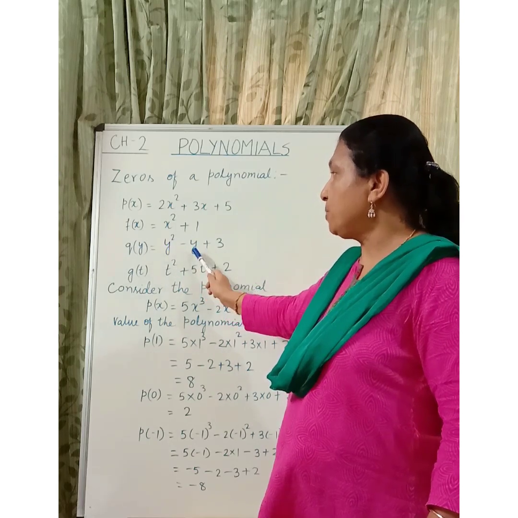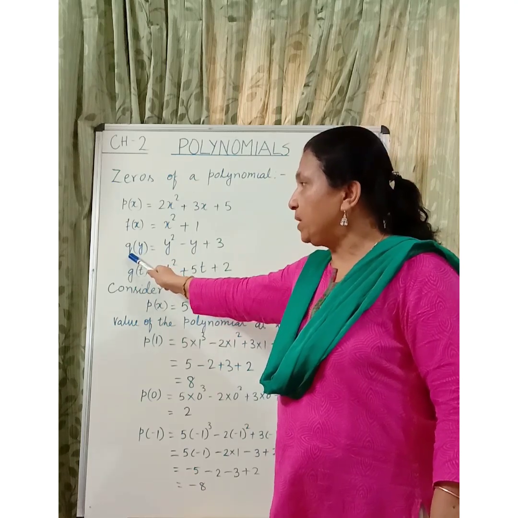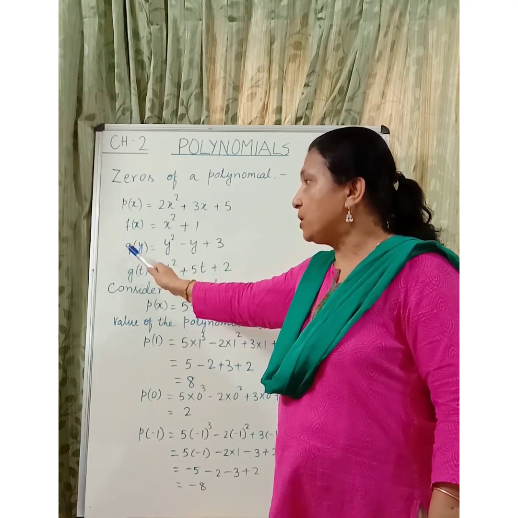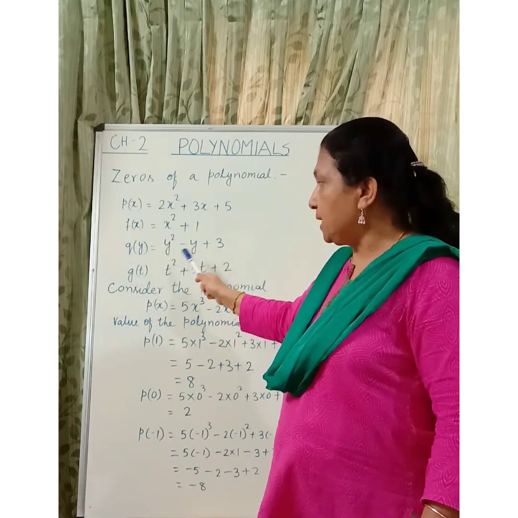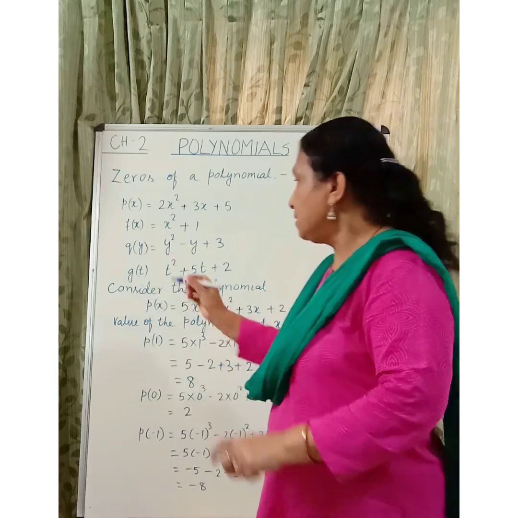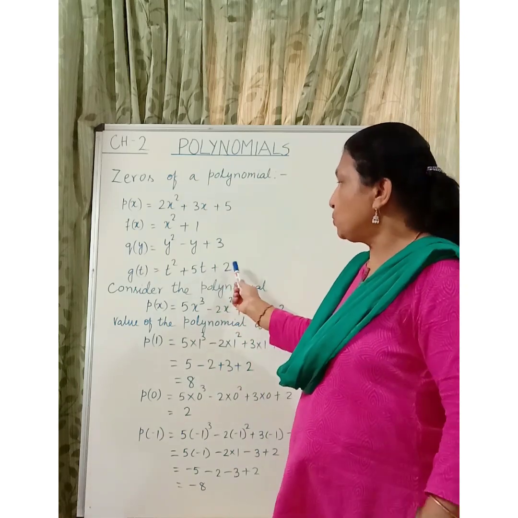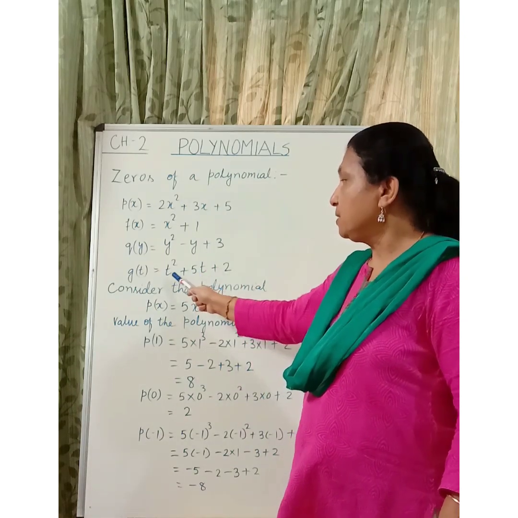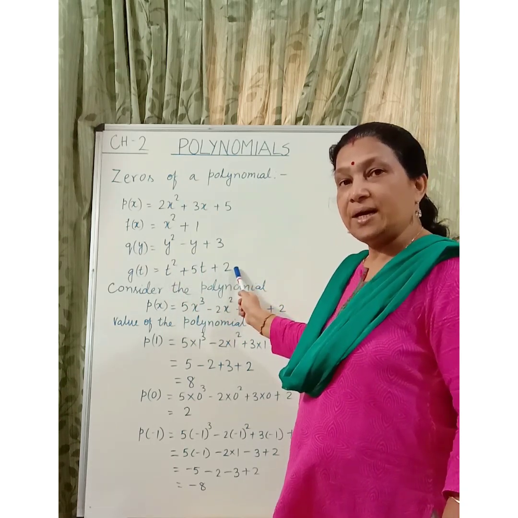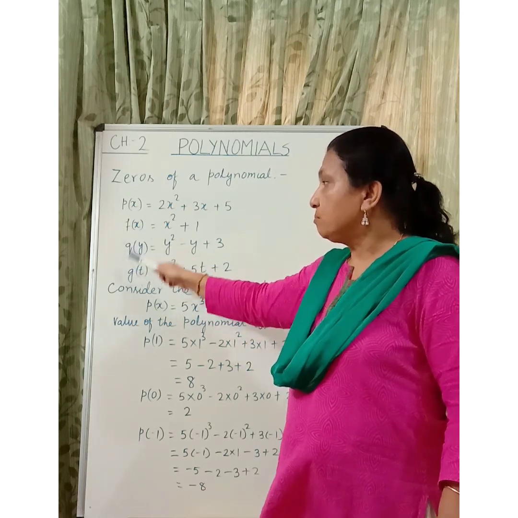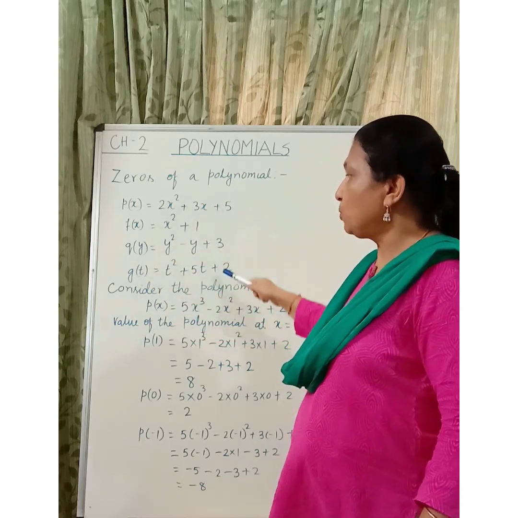Now here it is y square minus y plus 3. Since y is the variable here, we can write either p(y) or q(y) or g(y), because y is the variable used here. Now the next example, we have taken the polynomial as t square plus 5t plus 2. The variable used here is t. So we can write either p of t or g of t or q of t. So we have taken these polynomials.